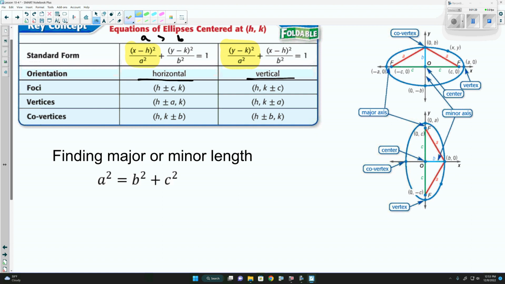Now, sometimes we're not given A, B, and C, because the foci are going to be C, and they're along the line with the vertices. Foci and vertices are on the same line. Co-vertices go in the opposite direction. So if we're given the foci and vertices, we're going to have to use this equation here to find the value of B for the minor length.